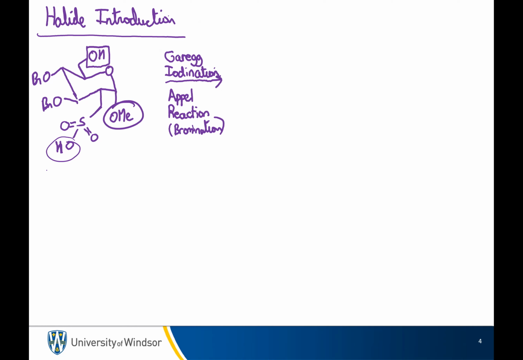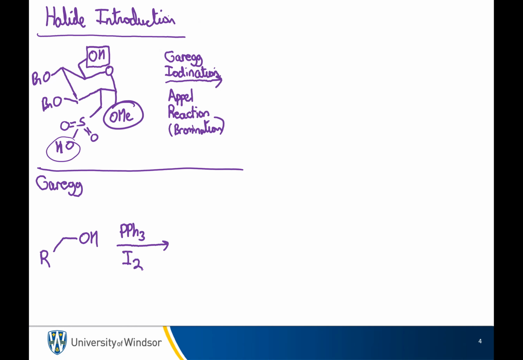So how these work, they both kind of work the same way. I guess, which one's easier? I think the Gehrig is easier mechanistically. So what you do is you take any alcohol, you treat that with triphenylphosphine and iodine. And normally we'll have a weak base in there somewhere too.